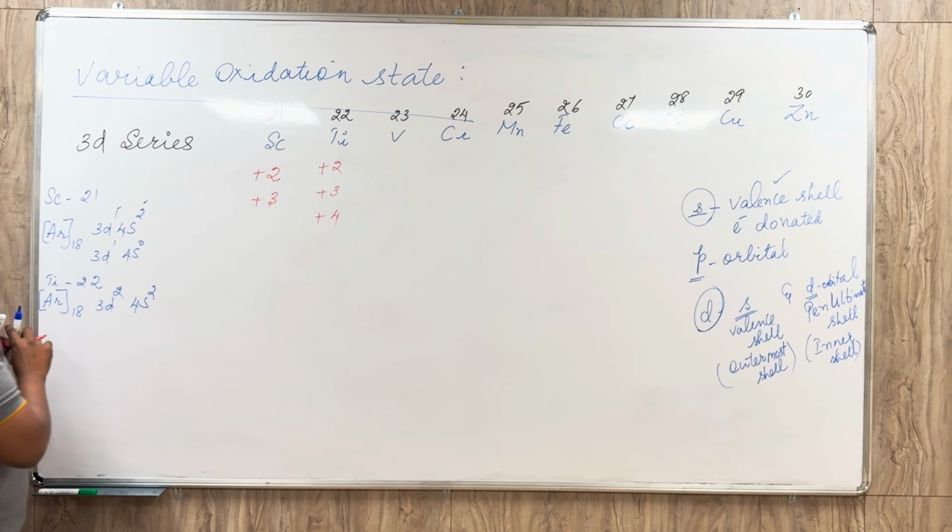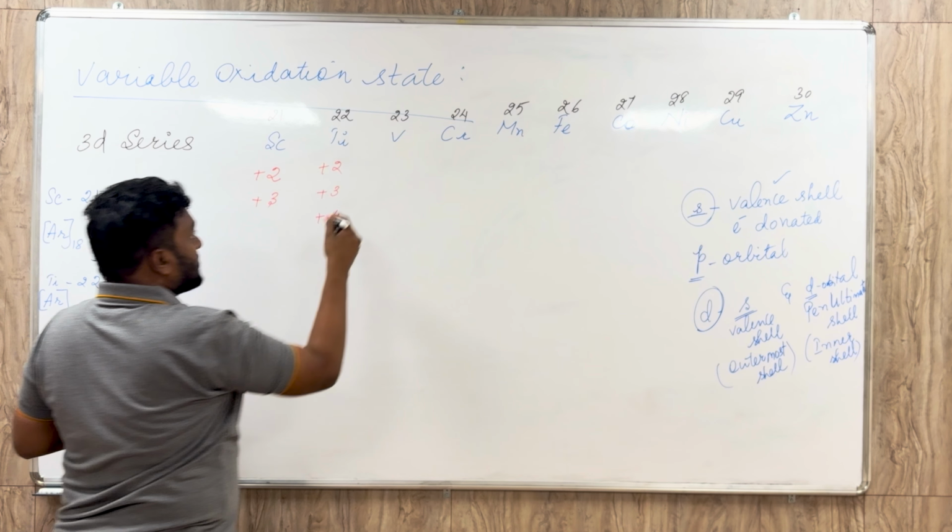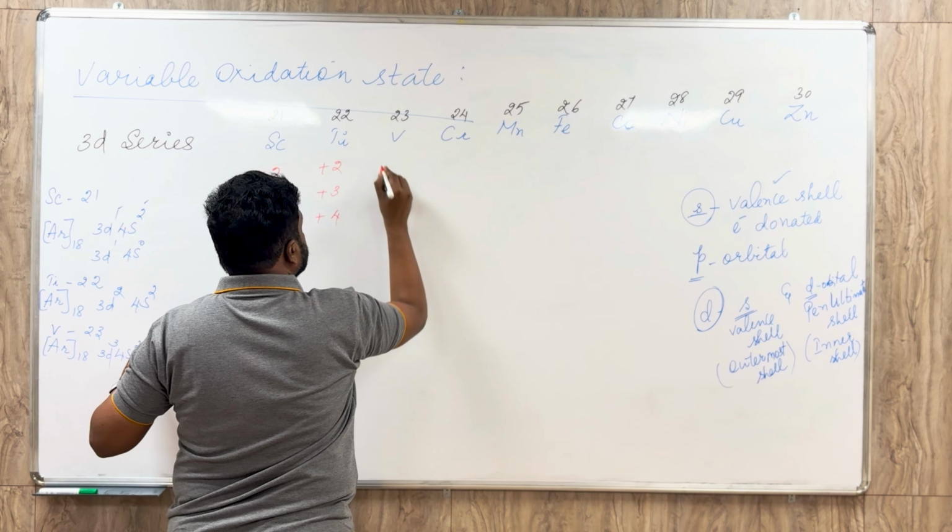Now coming to vanadium, the atomic number is 23. The nearest noble gas configuration is argon, which is 18, 4s becomes 2 and 3d becomes 3. So what are the possible oxidation states here?